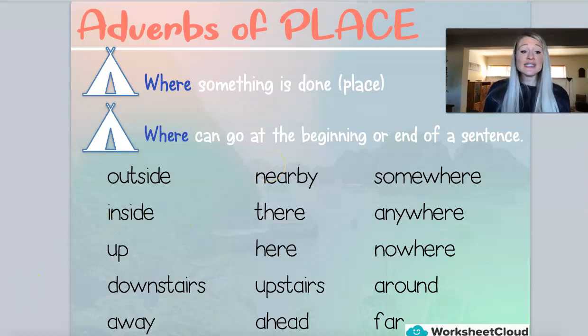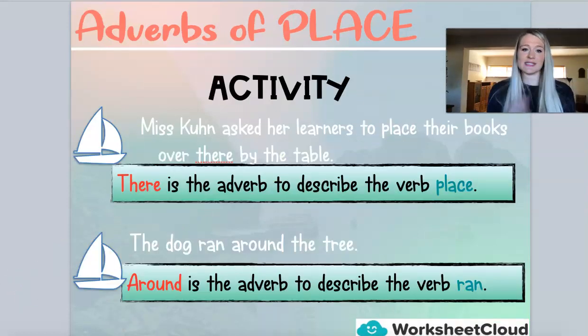Okay, so let's put them into a sentence or two sentences. So I could have the sentence, Miss Kuhn asked her learners to place their books over there by the table. Okay, in that sentence, it's almost like an instruction. Now, the verb in this case is place. So to place, and what is the word that describes a where or the place? It is over there. I want you to visualize that I'm giving this instruction to my boys in my class. I teach all boys, I'm at an all boys school.